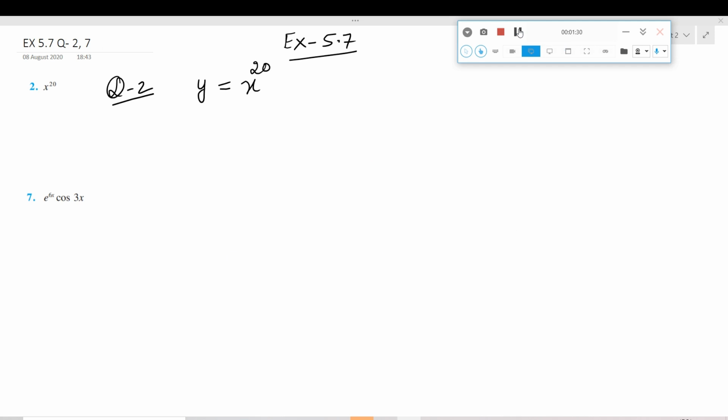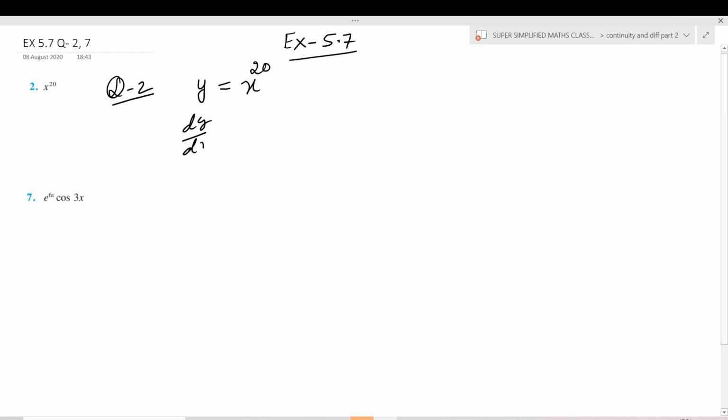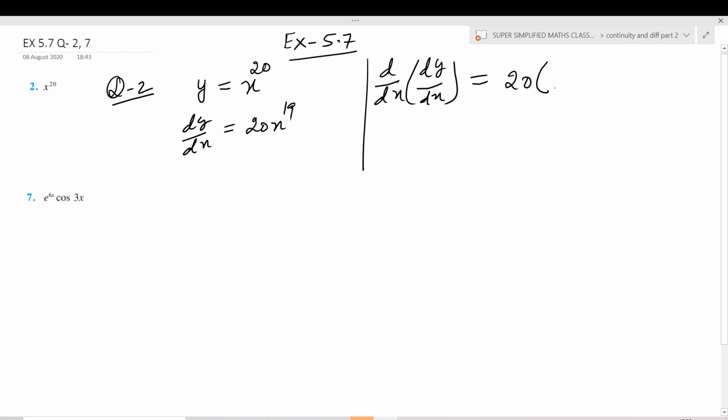Now we have exercise 5.7 and the second question is y is equal to x raised to the power 20 and you have to find the second order derivative. So what should you do? You differentiate with respect to x once. So x raised to the power 20 becomes 20x raised to the power 19. Now you differentiate this equation once more. So d by dx of dy by dx is equal to derivative of 20x^19. 20 is a constant, so you copy it down and derivative of x^19 will be 19x^18. So you multiply them, so you get 380x^18.